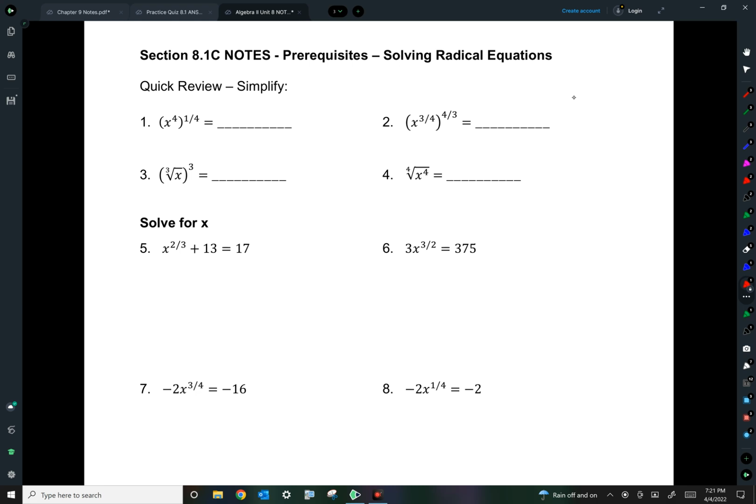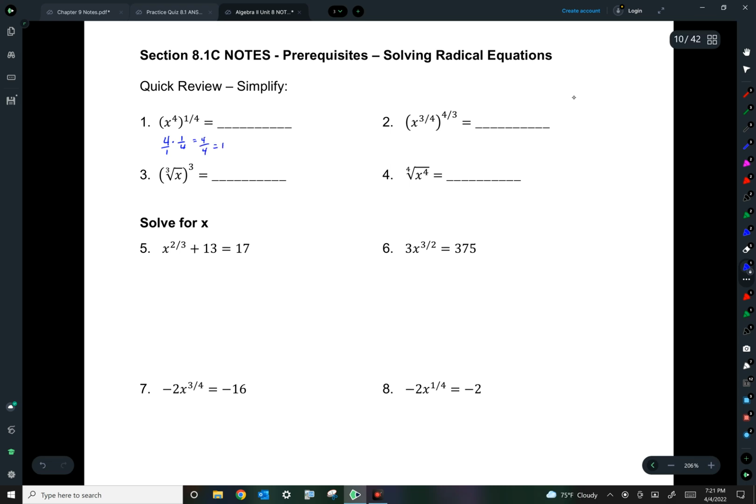So this is section 8.1c in Algebra 2. To get started, we're going to do a quick refresher of what we talked about in the last class or previously. So look at number 1. Remember we said if you raise a power to a power, you multiply your exponents. Well, if I multiply 4 times 1/4, and I think of this as being over 1, since you go straight across, wouldn't that be 4 over 4, which is just 1?